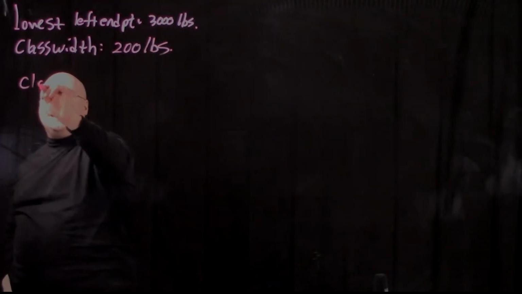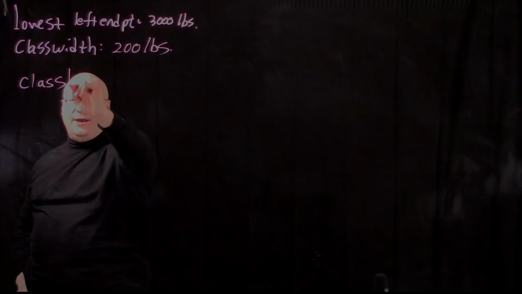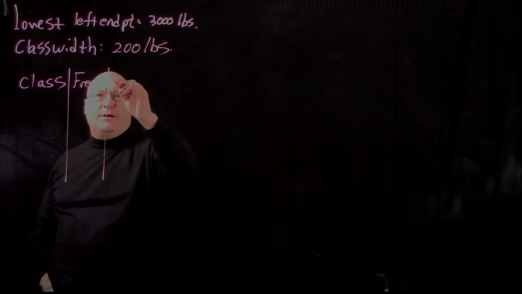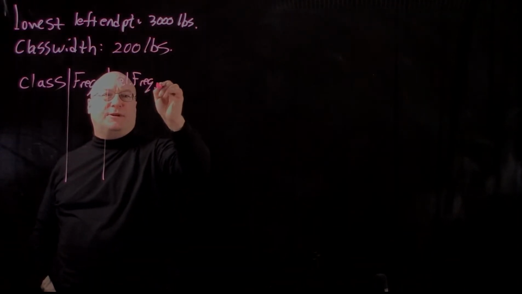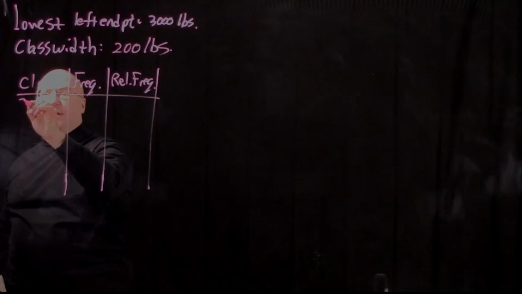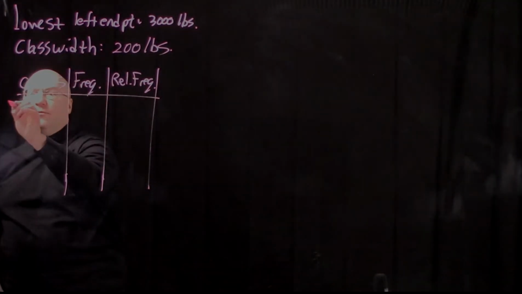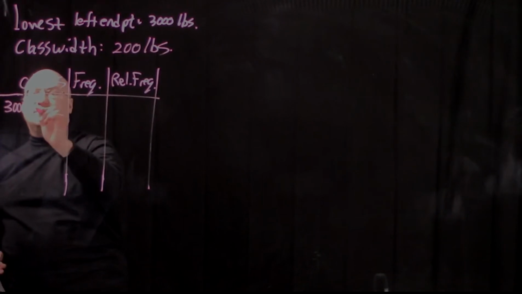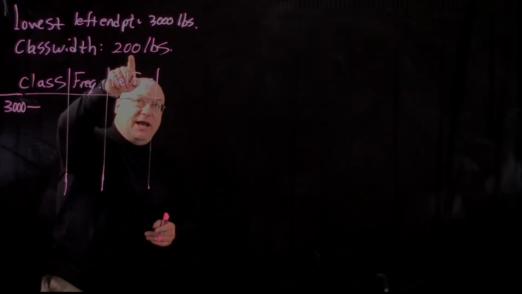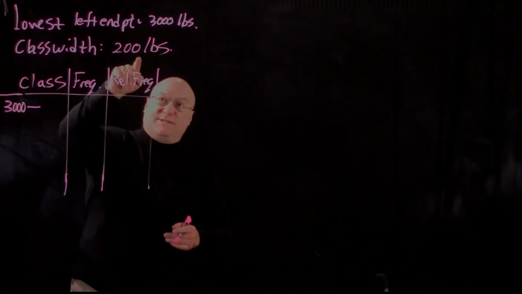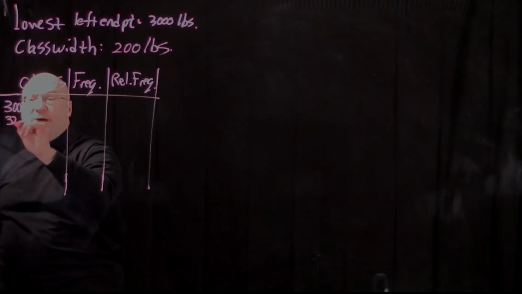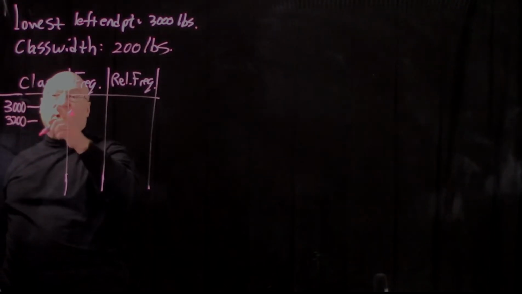Okay, so we have our class, our frequency, and then our relative frequency. Our first class starts at 3,000. Remember, the next class starts at this class point plus the class width. So it starts at this left endpoint, and the next left endpoint would be go up that much, 3,200 pounds.